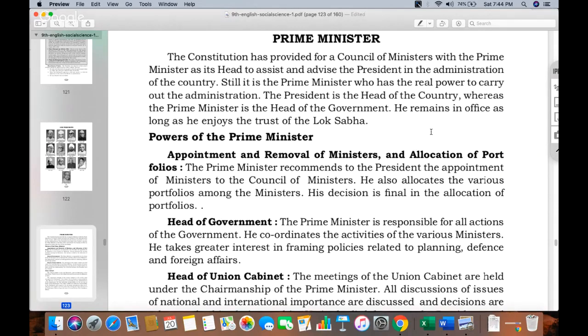Now let me move to the Prime Minister. The Constitution has provided for a Council of Ministers with the Prime Minister as its head to assist and advise the President in the administration of the country. Still, it is the Prime Minister who has the real power to carry out administration.